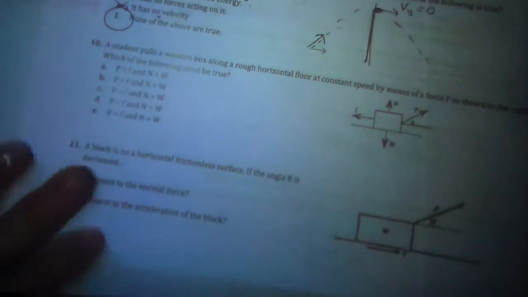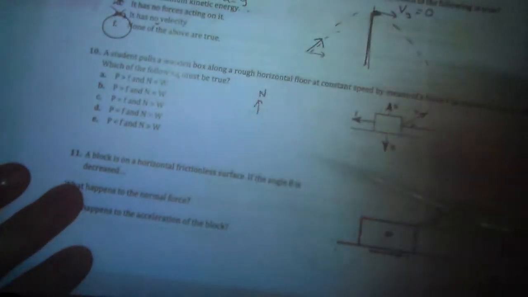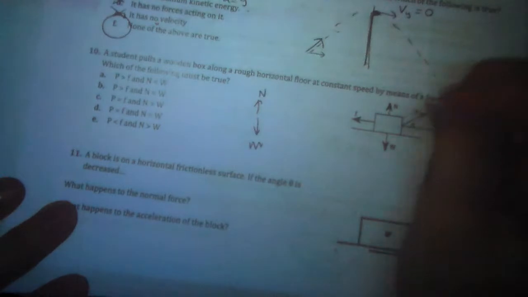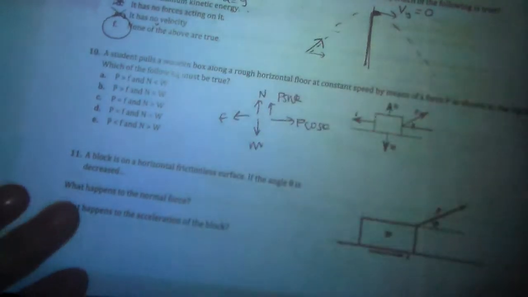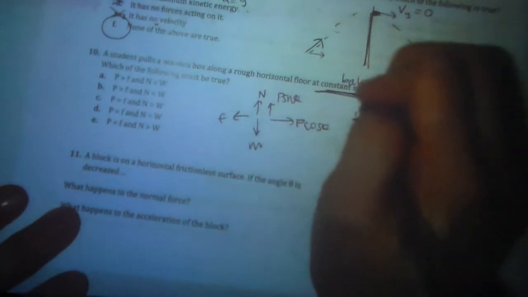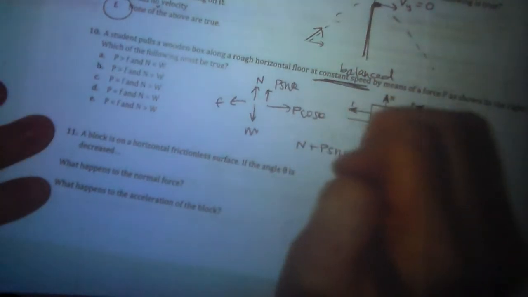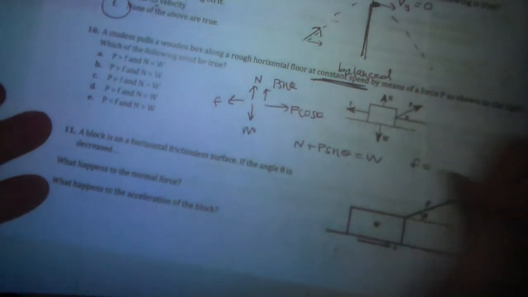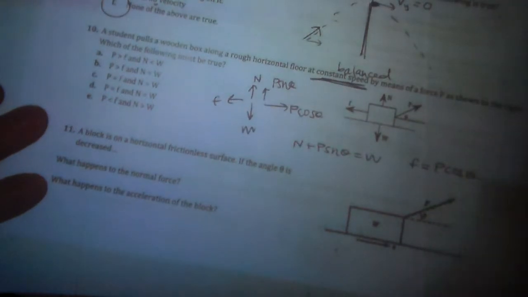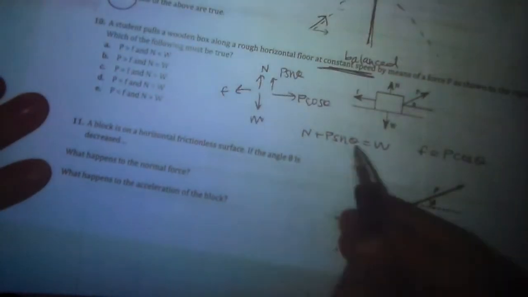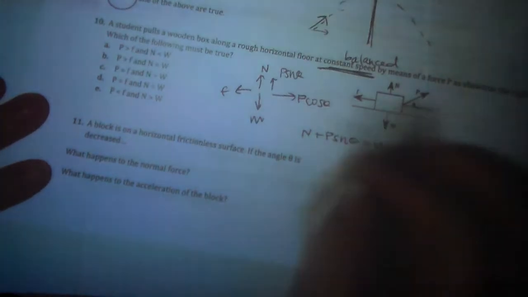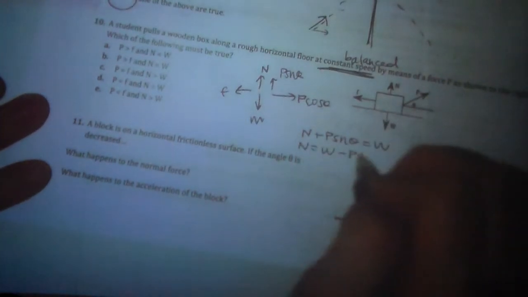Constant speed, force P, which of the following must be true? So I'm going to sketch my normal, weight, and this P gets broken up into P sine and P cosine. And then friction. It says constant speed, so that means balanced. So that means N plus P sine is equal to your weight, and F is equal to P cosine. So let's think about if I were to rearrange and get N by itself, N is weight minus P sine.